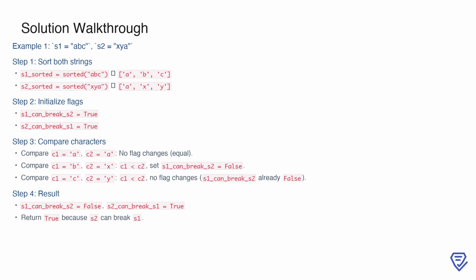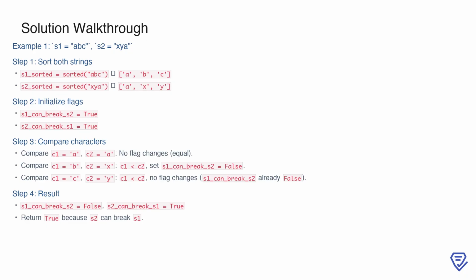Now, we compare the characters from the sorted strings one by one. Comparing the first characters from both strings, since they are equal, no flag changes. Then we compare B from S1_sorted with Y from S2_sorted. Here, B is less than Y, so we set s1_can_break_s2 to false. Lastly, comparing C with Z, C is still less than Z, but since s1_can_break_s2 is already false, there's no further change.